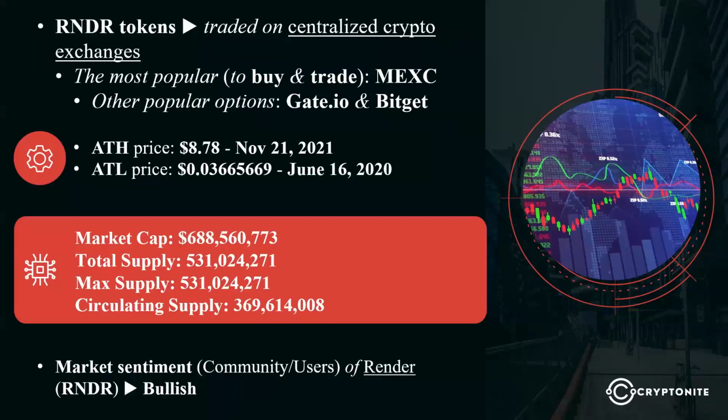So you can pretty much get RNDR on any centralized crypto exchange. The most popular is probably MEXC, and other popular options are Gate.io and Bitget. The all-time high price was about $8.78 on November 21st, and the all-time low price was about 0.036 cents on June 16th, 2020. They have a market cap of 688 million, a total supply of about 531 million right now, a max supply of about 531 million, and a circulating supply of 369 million. The market sentiment of Render is bullish.